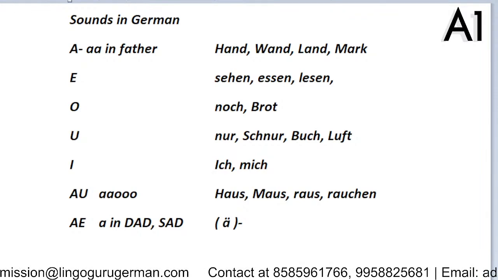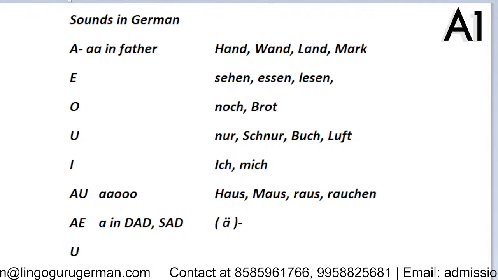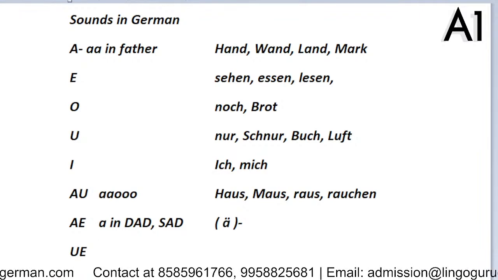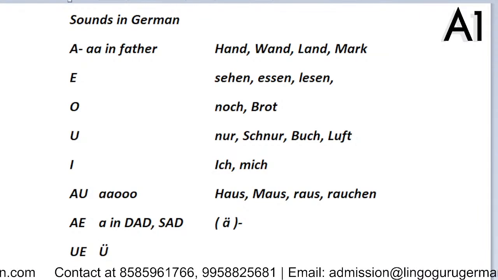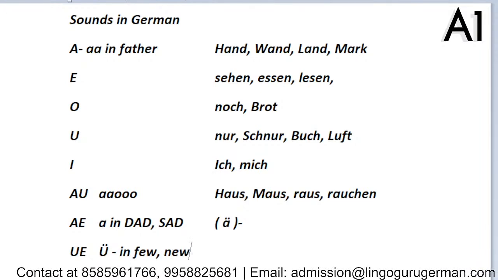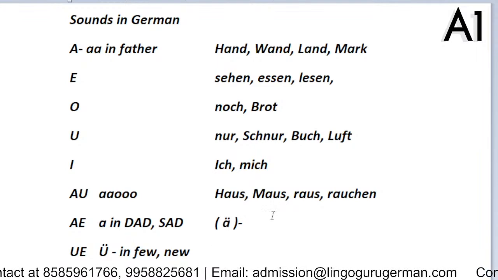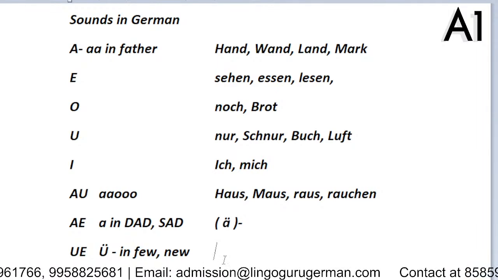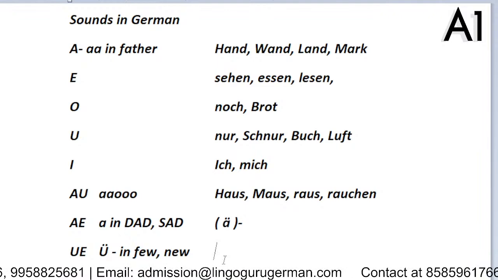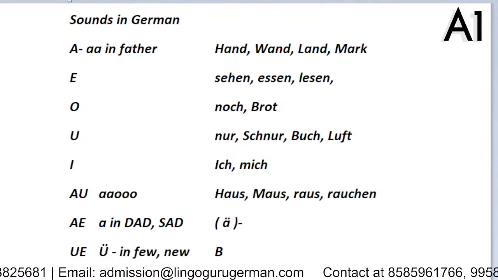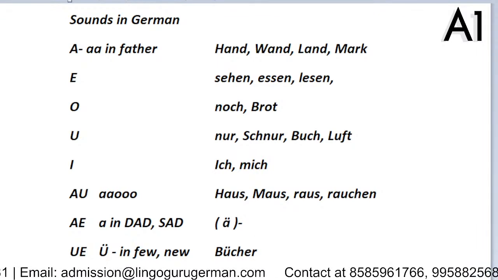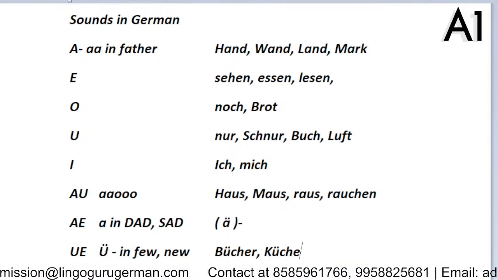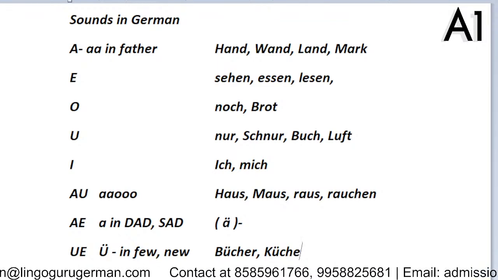Okay. Now, when this U comes with E, when they come together, we denote this with this one, Ü, as in few, new. We don't say U, we say rather Ü. For example, we have Bücher, Küche.